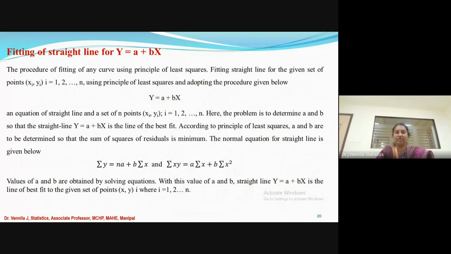So this is also one of the methods of regression analysis.